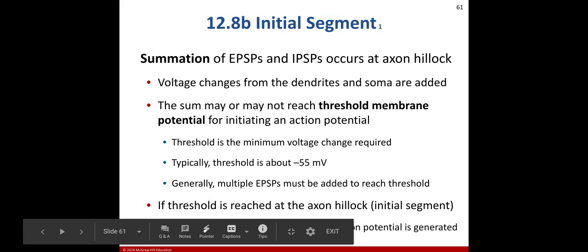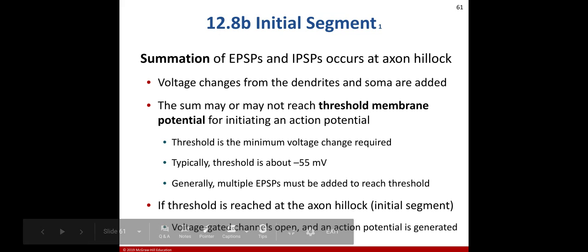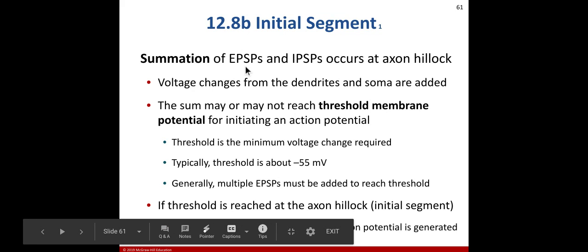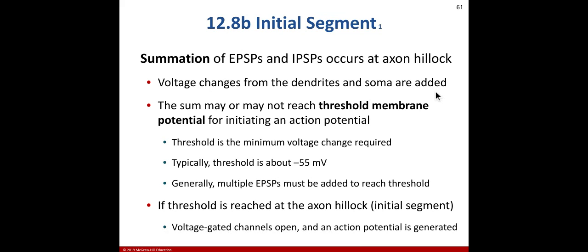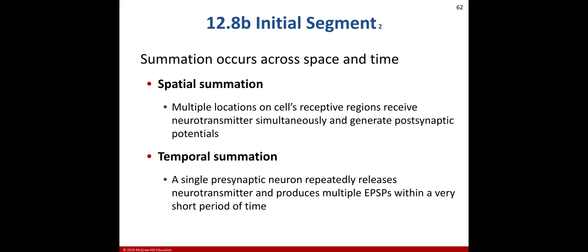As a whole, we're going to need multiple EPSPs added together. If the threshold is reached, then the voltage-gated channels open and that action potential is generated. We propagate that signal down. We can do this summation over space and over time.